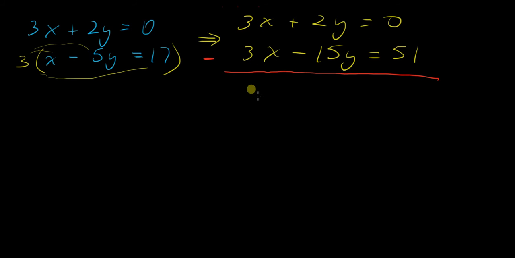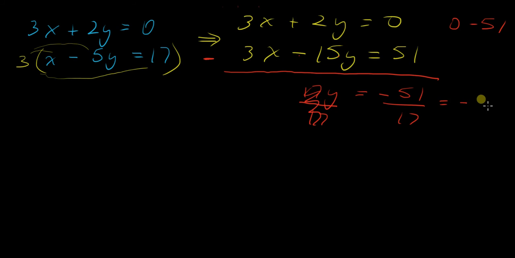3x minus 3x is 0. I'm not going to write anything here now because I normally wouldn't. There's nothing there anymore. Okay, now I'm doing 2 minus 15. So that is 2 plus 15, which is 17y. And now if I do 0 minus 51, 0 minus 51 is just minus 51. Okay, and now I solve for y, and y equals negative 3.